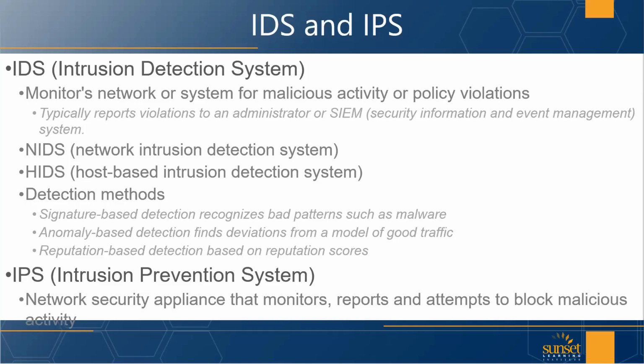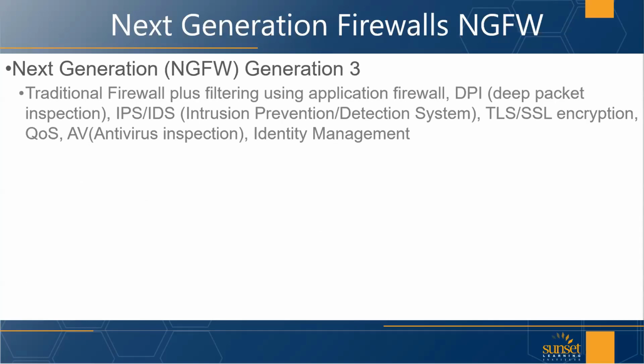So far we've covered firewalls, Gen 1s, okay, packet by packet. Gen 2s, which are connection oriented. Then we look at IDS, intrusion detection, where now we're looking at other traffic that's flowing in. And IPS, the ability to try and stop that. Well, that's what leads us to the next generation firewall, or Gen 3s. So we have our traditional firewall. Typically, it's going to be a Gen 2 firewall, but we also can add filtering using application firewall.